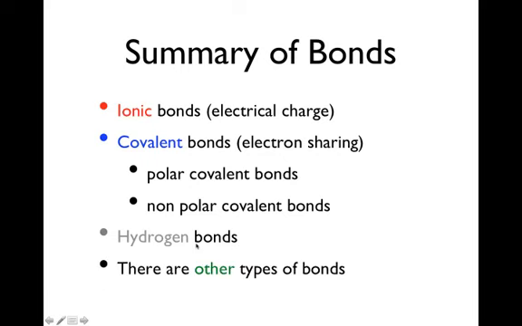And there are actually other types of bonds. We're not going to go into detail about them, but just know that these are not the only three types of bonds that exist out there in the world. So that's it for Unit 4. Unit 4 was all about different types of bonds and how atoms attach to each other.